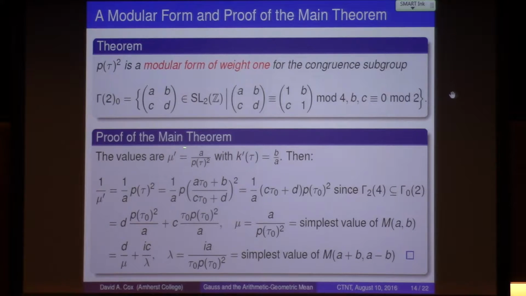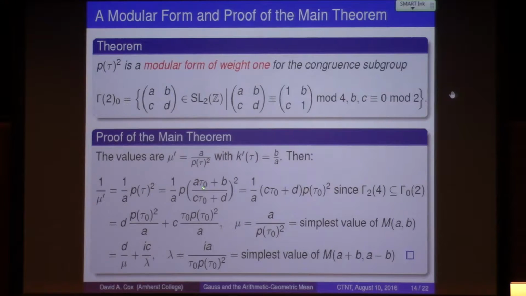And so basically, the values are going to be mu. So remember how we get a value of the AGM. We take our b over a, we solve this equation, we find a tau, we plug the tau into here, and compute mu prime that way. So that's the game we play. And so then what's 1 over mu prime? Remember, our formula had 1 over mu prime, so we take the reciprocal of that. But notice that's now p of tau.